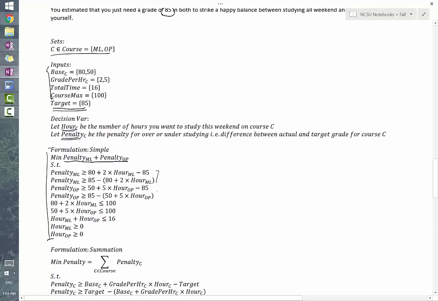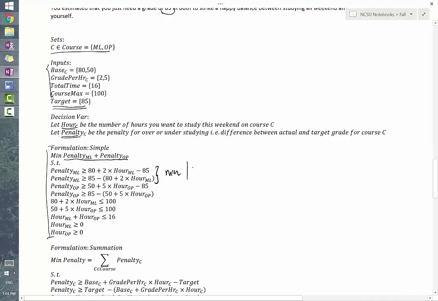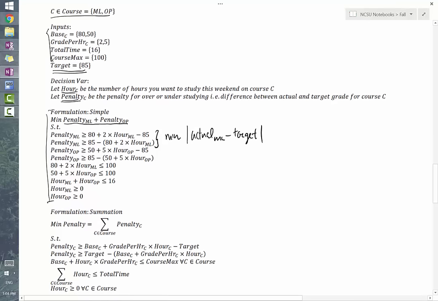We write out the penalties here. Again, as we just saw, these two make it so that you're minimizing the difference between the actual of the ML course and your target. These two make it so that you're minimizing the difference between the actual OP course and your target. That is the only difference. None of these change.